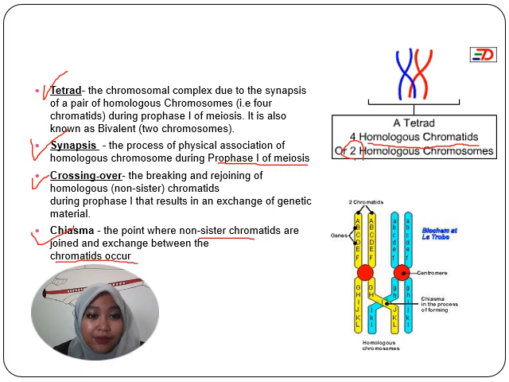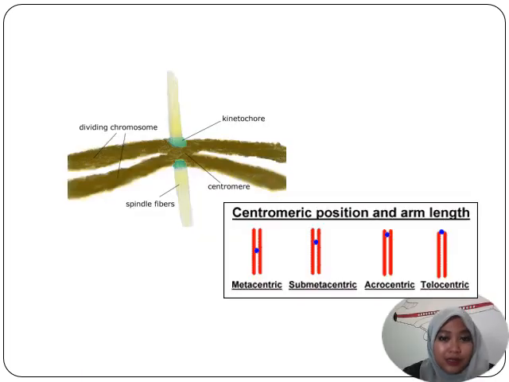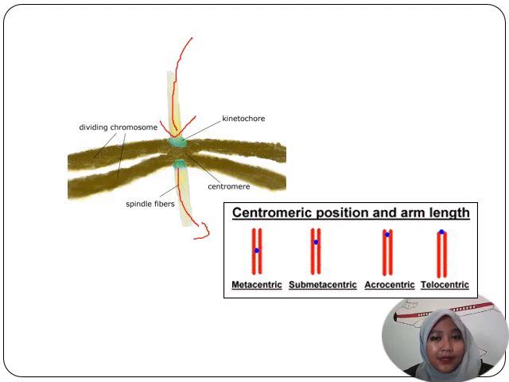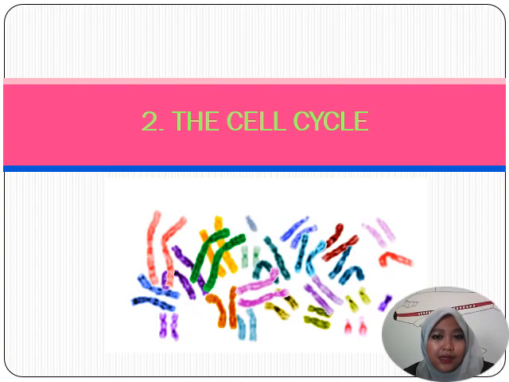Okay, so this is where the kinetochore, or spindle fiber, attaches to the chromosome. This happens during metaphase or early prophase in the meiosis or mitosis process, where they have to hold the chromosome in the right place. Okay, we go to the cell cycle.